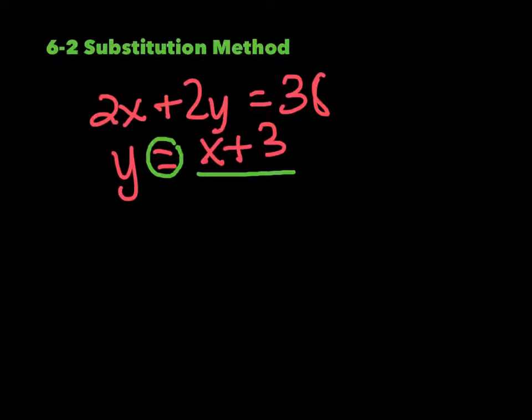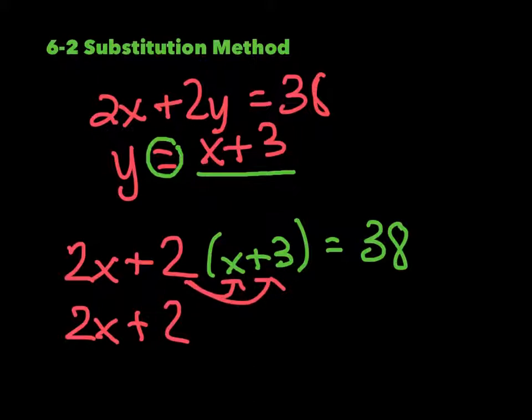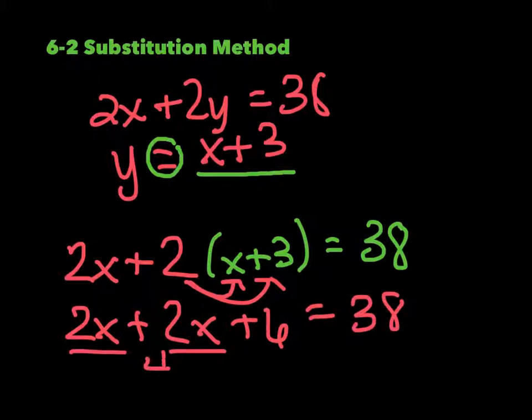So I'm going to take 2x plus 2 times what I know is the same thing for y, which is x plus 3, is equal to 38. Now I only have one variable and I can solve for that one. So what I have is 2x plus, I'm going to distribute 2 times x and 2 times 3, so that's 2x plus 6 is equal to 38. Combine like terms, that's 4x plus 6 is equal to 38.